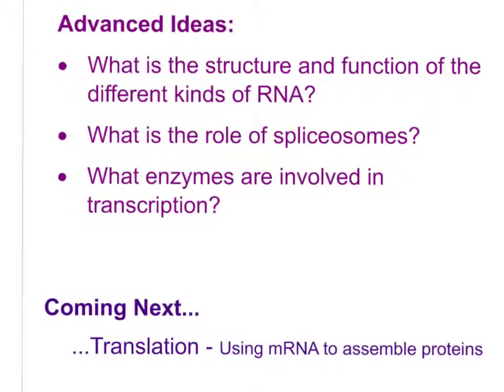So here are some advanced ideas. If you want to go for advanced proficiency, look at what is the structure and function of those different kinds of RNA. Look at that tRNA. What does that do? What's that all about? There's several different kinds of RNA. What is the role of spliceosomes? I always thought that was sort of a funny sounding word. Those are enzymes. What do they do? What enzymes are involved in transcription? You can go and look up the specific names of these enzymes and explain how they're involved in the process of transcription.